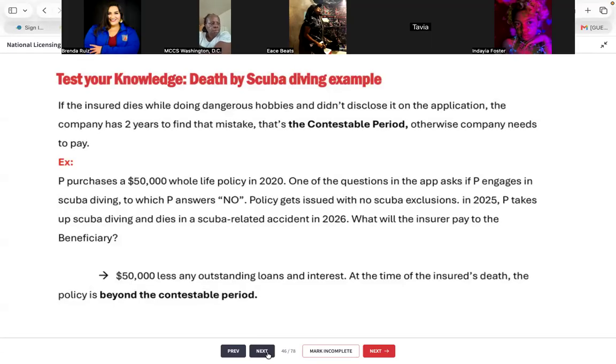2025, P took up some hobbies and took up scuba diving and unfortunately died in a scuba related accident this year. What will the insurance company pay the beneficiary, if anything at all? Well, the insurance company is going to pay that $50,000 minus any loans and interest. At the time of the insured's death, the policy is beyond the contestability period. So remember that contestability period lasts 2 years. After those 2 years, anything goes. As long as it wasn't something that was lied about, as long as it was not something that was omitted, anything goes.